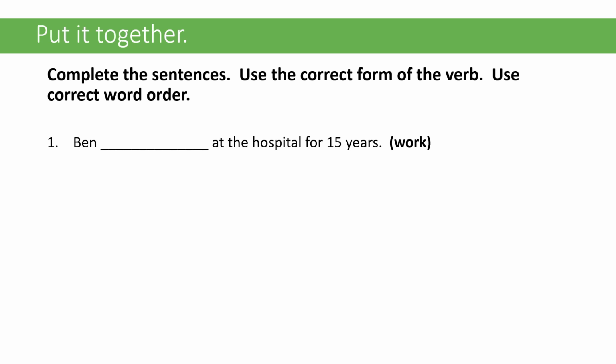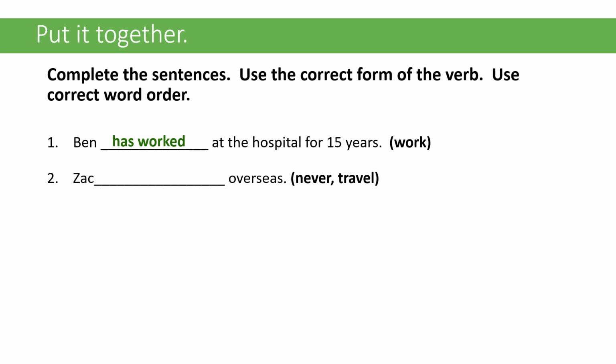So complete these sentences. Use the correct form of the verb. Use the correct word order. So we have the verb work here. So again, in all of these, we're using the present perfect. Remember, the present perfect has two parts. It begins with either has or have, and then it has the third form or the past participle form of the verb. So for number 1, it should be Ben has worked at the hospital for 15 years.